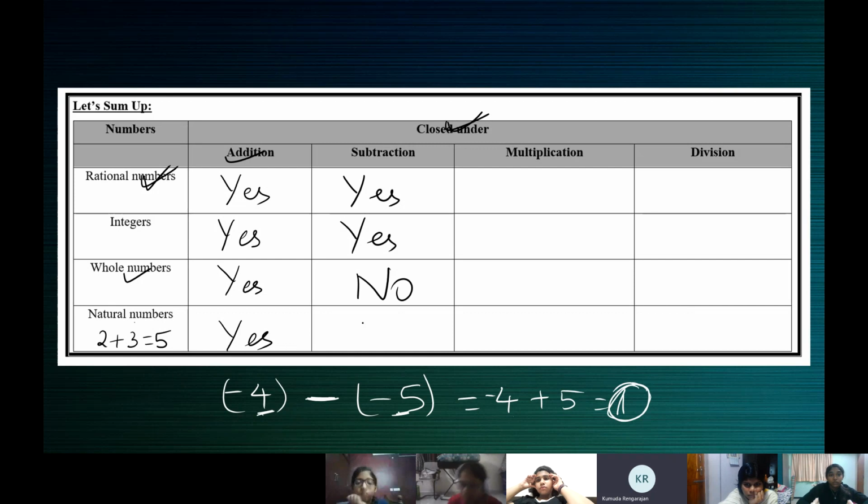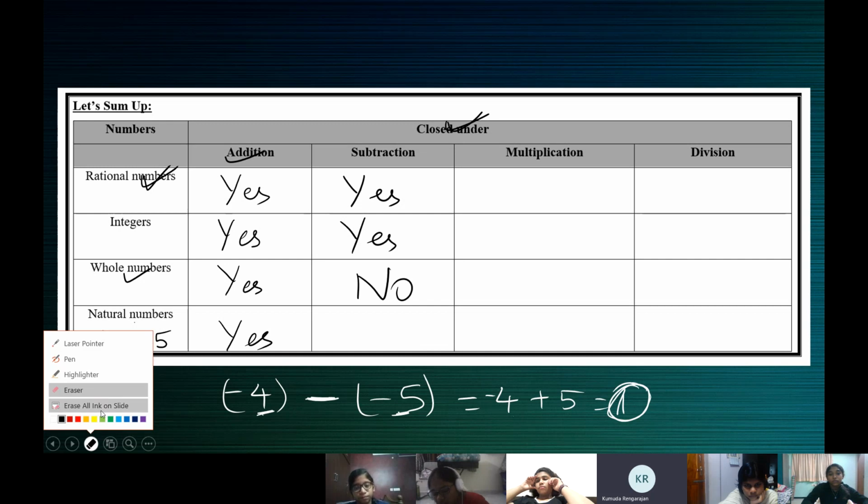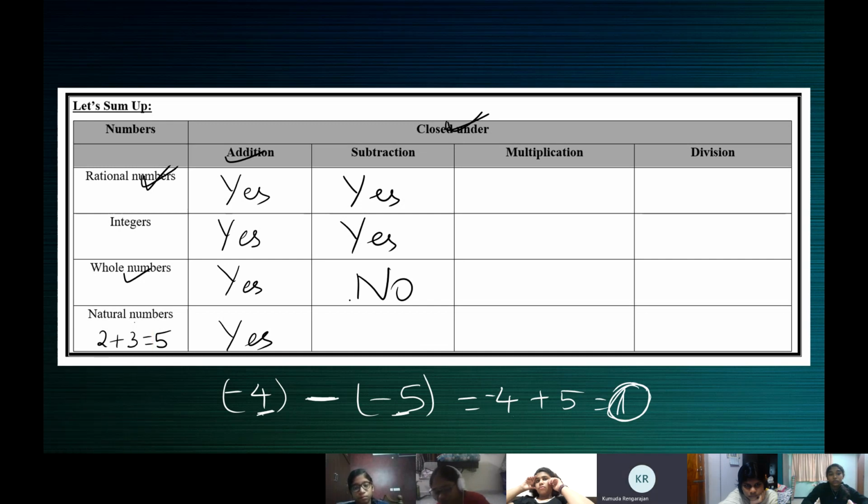Same thing for natural numbers, children. If you take a smaller value first and then a greater value and subtract, like 10 and then 20, these are natural numbers, but their difference is not a natural number. So they are not closed. Natural numbers are not closed under subtraction.